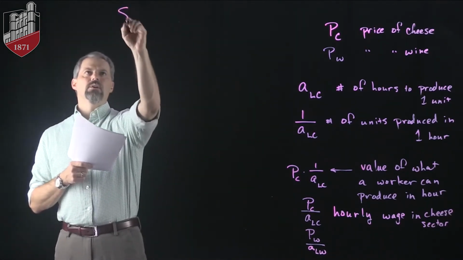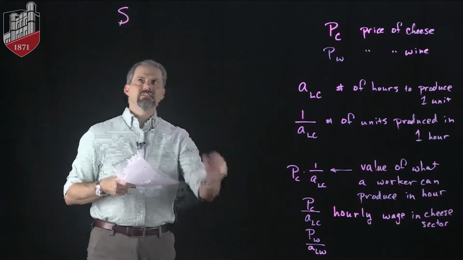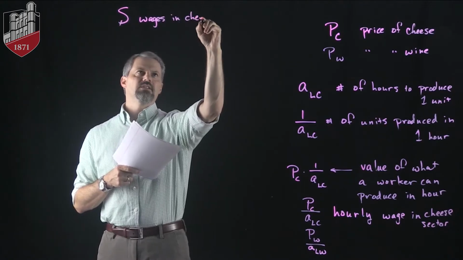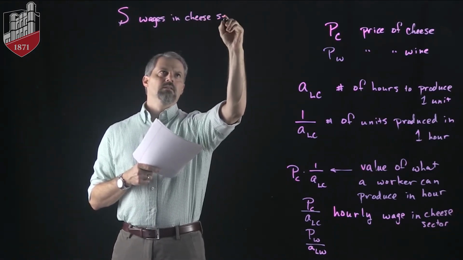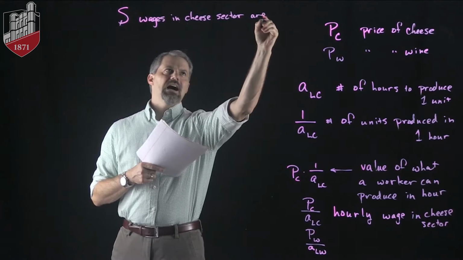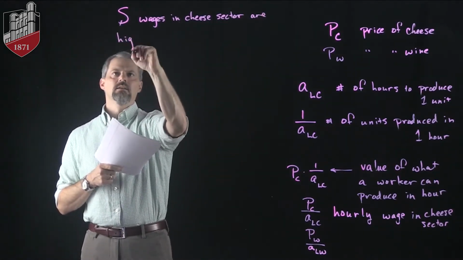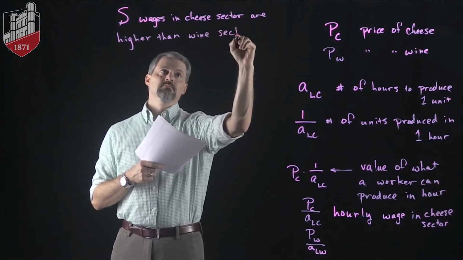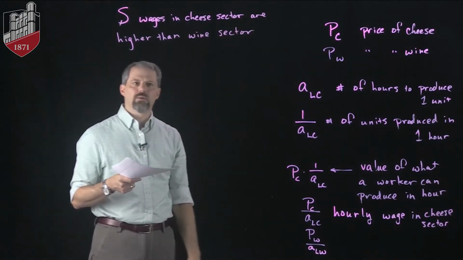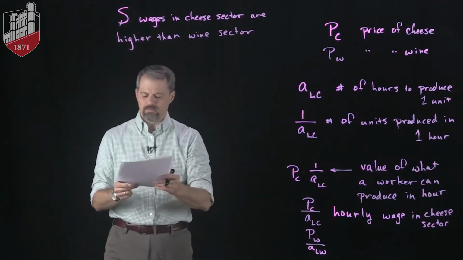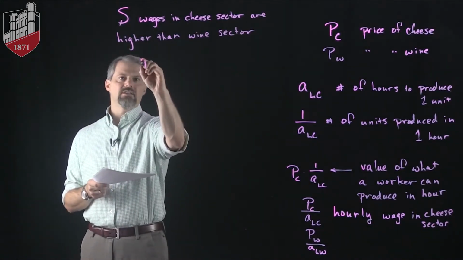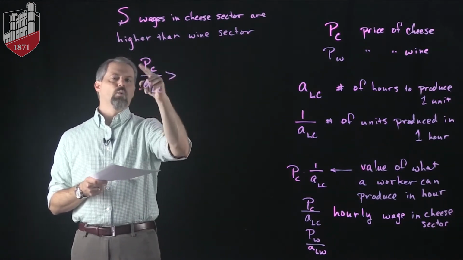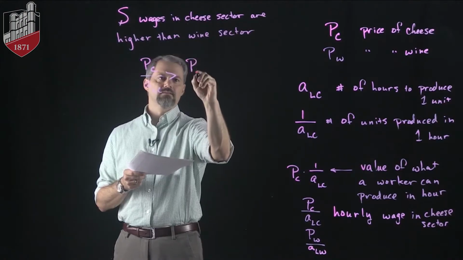So let's suppose wages in the cheese sector are higher than the wine sector. Let's think about what that would imply. Let's write out that statement. So wages in the cheese sector, here's the hourly wage in the cheese sector, are greater than wages in the wine sector.